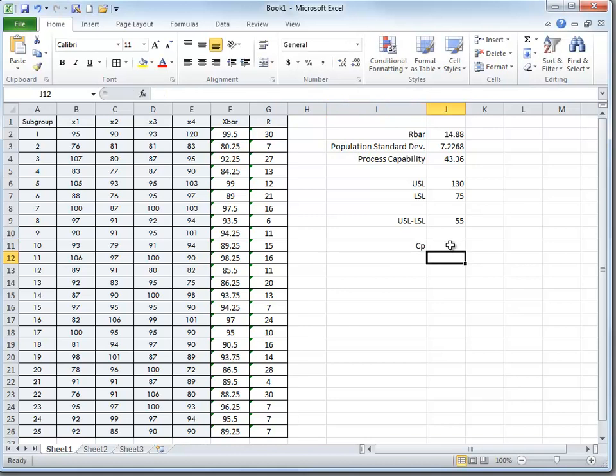Then we have to calculate our CP, which is equal to the difference between the upper specification limit and the lower specification limit divided by the six sigma, which is our process capability. And our CP is equal to 1.2. This is telling us that we have case number one and the process is quite capable.